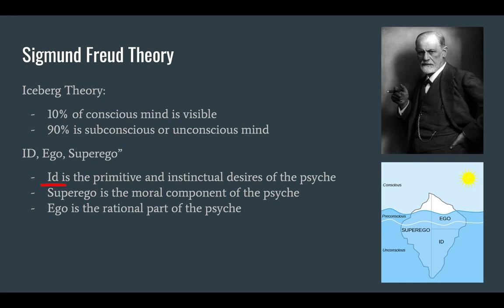The id is the primitive and instinctual desires of the psyche. It contains all the unconscious energy that is needed to fulfill a person's most basic needs. The superego is the voice of reason or restraint, the conscience in combination with the rules we learned from society. The ego, on the other hand, is the rational part of the psyche, the mediator between the id and superego.